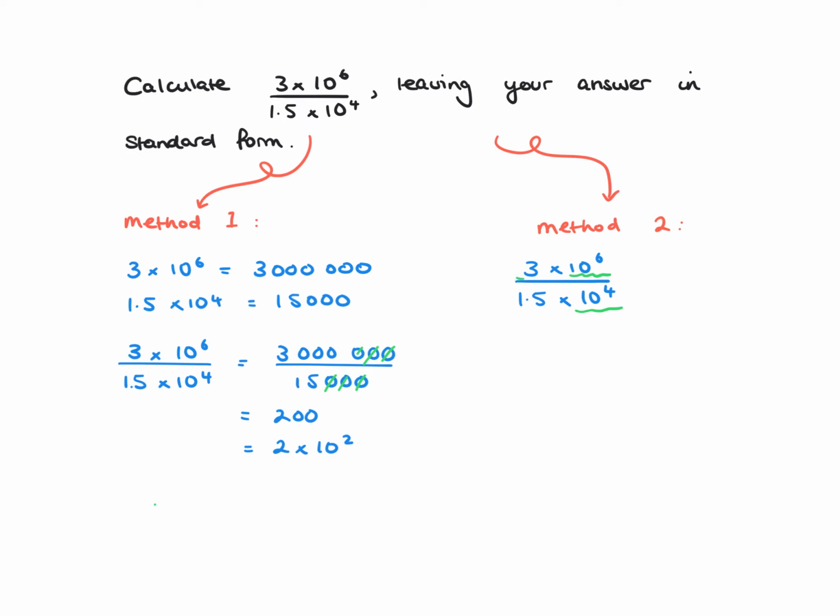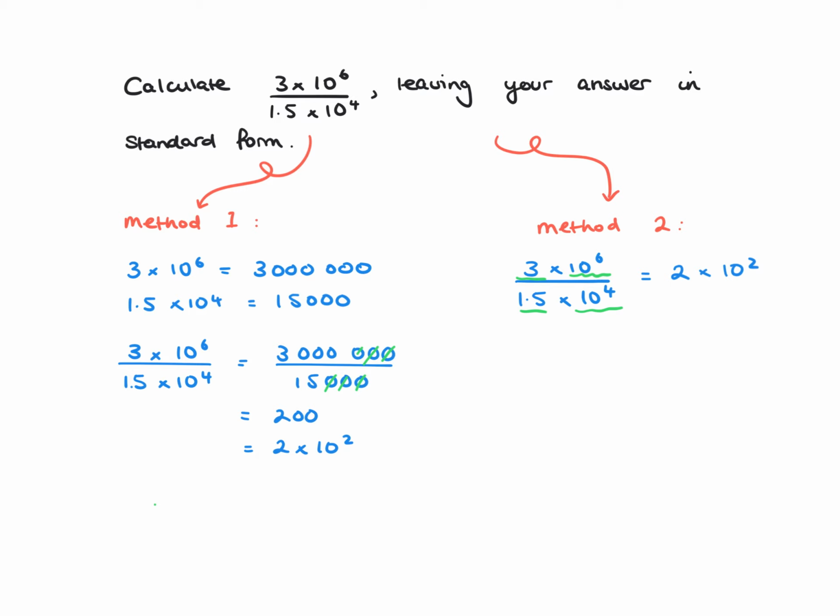So let's work out what 3 divided by 1.5 is. 3 divided by 1.5 is 2. Then when we subtract the powers, we get 6 minus 4, which is 2. And so we see that 3 times 10 to the power of 6 divided by 1.5 times 10 to the power of 4 is 2 times 10 squared. Once again, either technique here is perfectly valid, but we can see quite easily here that method 2 saves us a lot of time. Let's have a look at one more example.